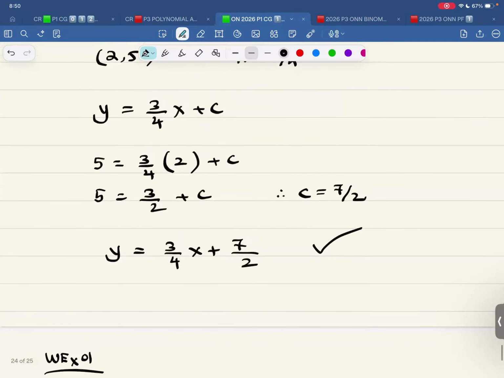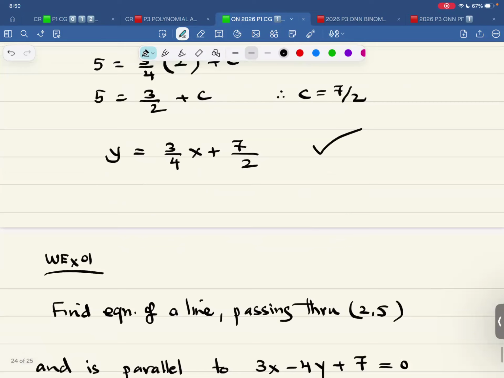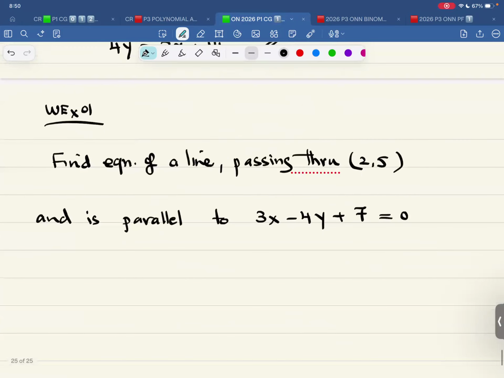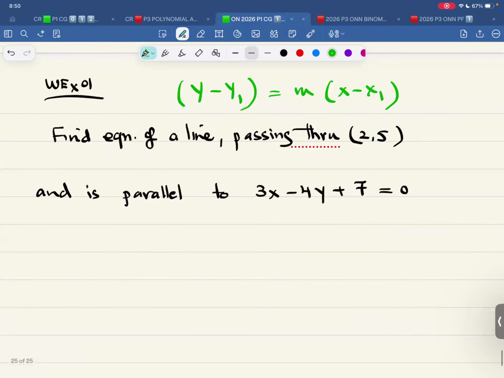I can simplify it also. What if I multiply by 4? So 4y is equal to 3x plus 14. So I can also write in this format. I hope this is all good, all clear. Let me write in the other format, which is y minus y1 is equal to m bracket x minus x1. Find the equation of a line. It passes through 2, 5. It's parallel to this thing. Let's do the working again.